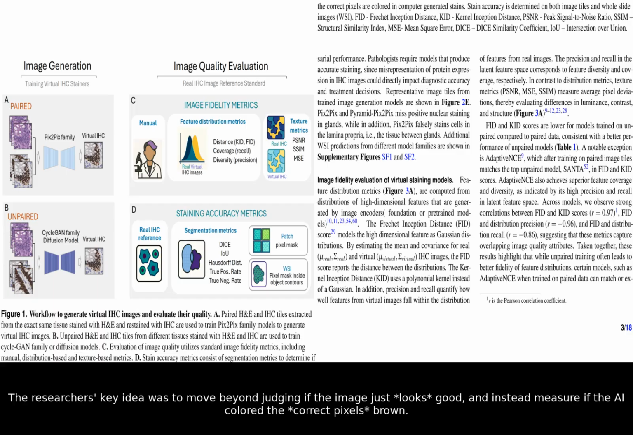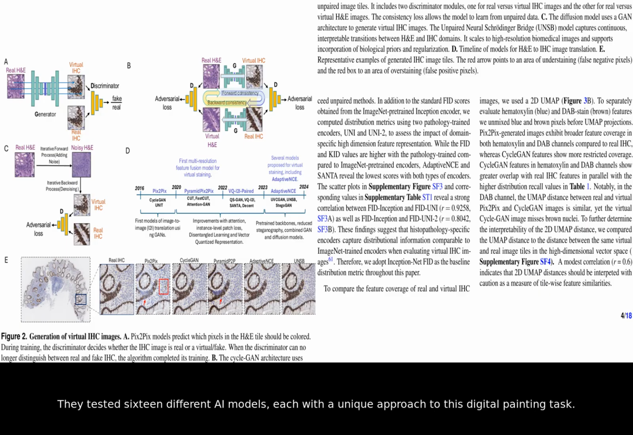The researchers' key idea was to move beyond judging if the image just looks good and instead measure if the AI colored the correct pixels brown. They tested 16 different AI models, each with a unique approach to this digital painting task.